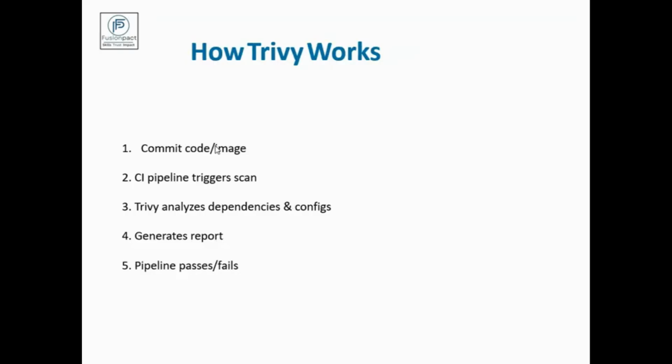So in Trivy, how can we do that? We can commit the code or the image to the Trivy server. Also, we can integrate it in a CI pipeline. So whenever the code in continuous integration is checked, it will trigger the scan with a command. Trivy also analyzes the dependencies and configurations in the project so that if there is any dependency error, it will exit the pipeline.